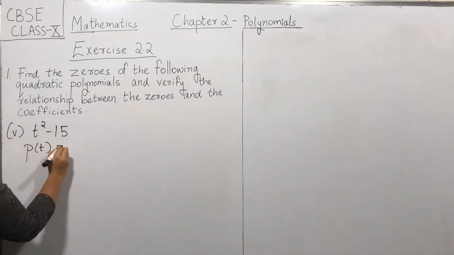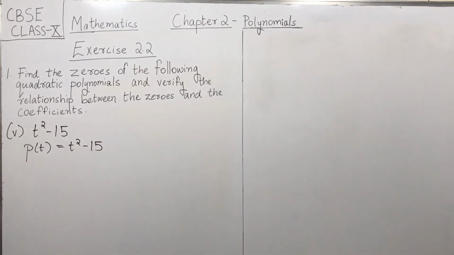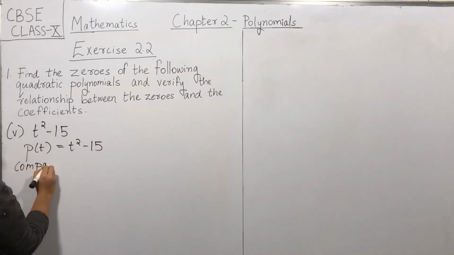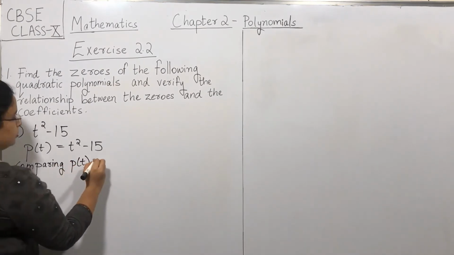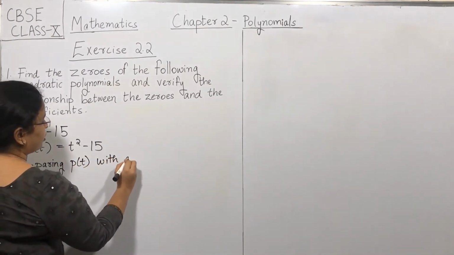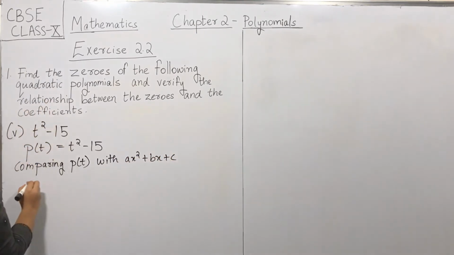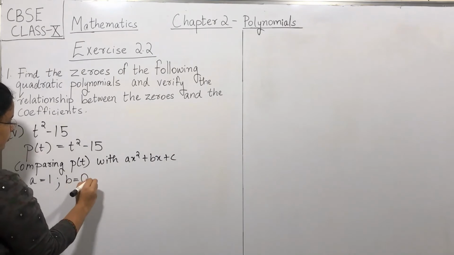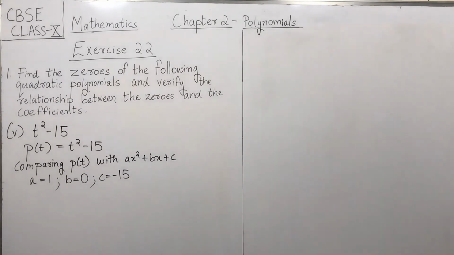P of t equals t square minus 15. Now we can compare P of t with the general form of quadratic polynomial, ax square plus bx plus c. Here a equals 1, b equals 0 and c equals minus 15. Here there is no middle term, so we cannot use the middle term splitting formula.